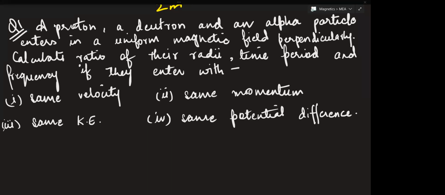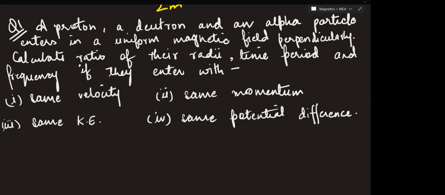So a proton, a deuteron, and an alpha particle enter a uniform magnetic field perpendicularly. We can use all the formulas for radius, velocity, kinetic energy, time period, and all of it. You have to find the ratio of radius, time period, and frequency. Radius using that formula, and time period also reciprocated gives frequency. But the condition is that velocity is the same for the first part. In the second part, momentum becomes the same. In the third part, you have the same kinetic energy. In the fourth part, you have the same potential difference.